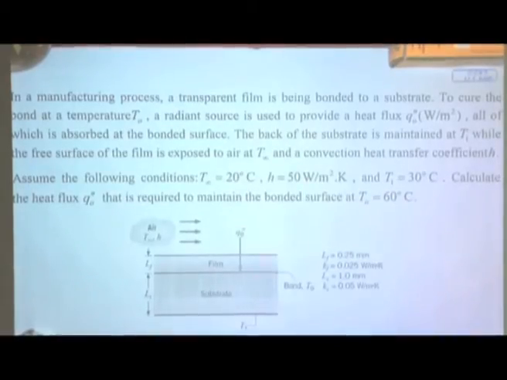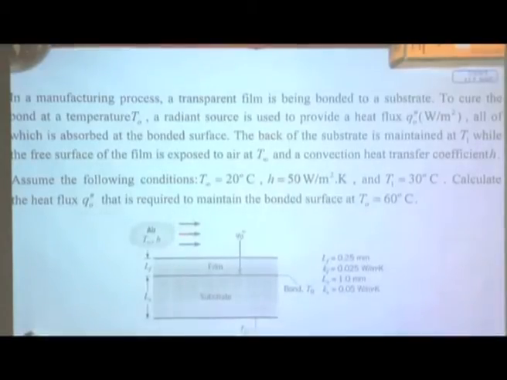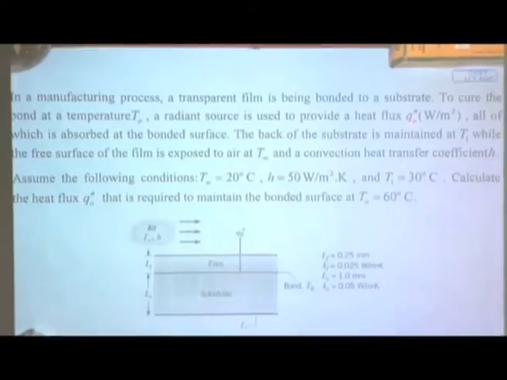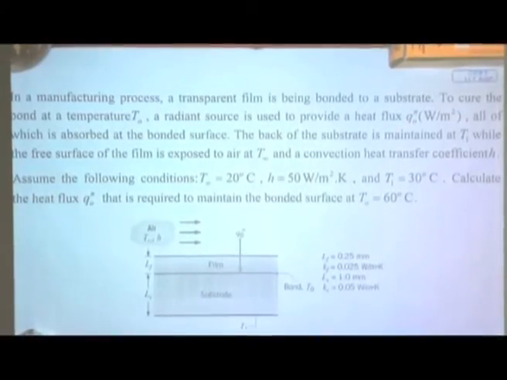That means bonded surface T0 is 60 degrees, Ti is 30 degrees, T infinity is 20 degrees, h is 50 watt per meter square K. So with all these things I have to find out the radiant heat flux. So the problem is well understood by the language.